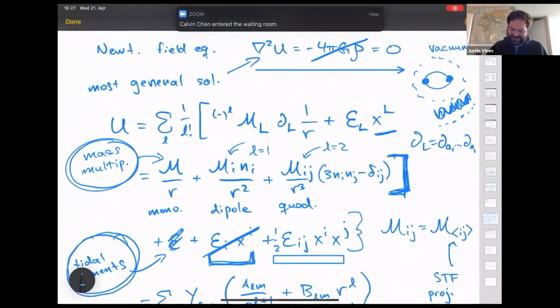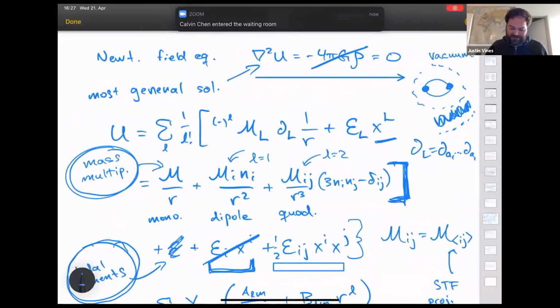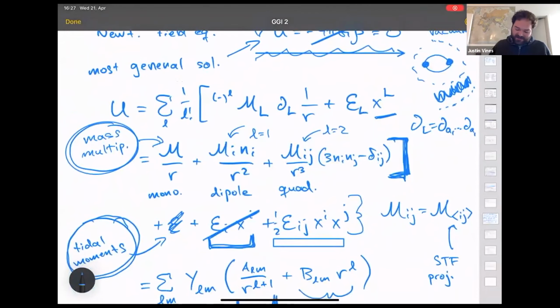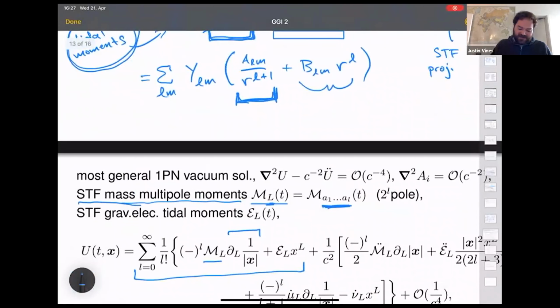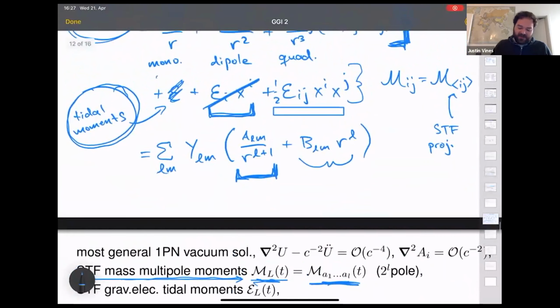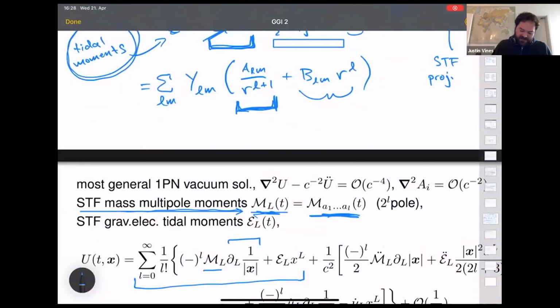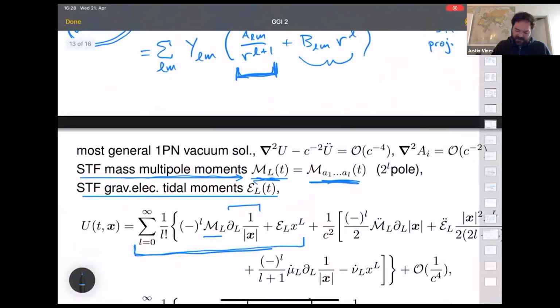Okay. So that's a sloppy, quick introduction to the general solution to the vacuum Newtonian field equation. It is characterized by this set of symmetric trace-free mass multipole moments, a set of tensors with an increasing number of indices, the monopole, the dipole, the quadrupole, etc. And these so-called gravito-electric tidal moments. And that's the Newtonian part that we were just looking at before.